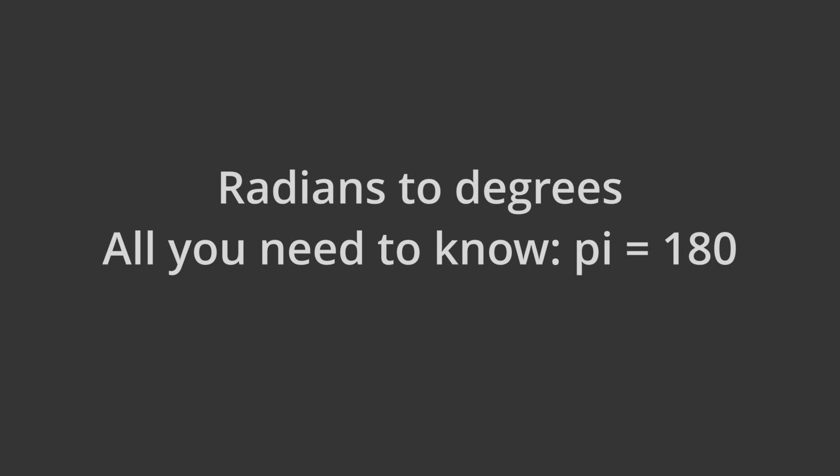So, pretty much all you need to know is that pi is equal to 180 when you're dealing with circles. Pi is equal to 180. If you know that, you will be able to solve the radian questions on the SAT. Let's get right into a practice question.